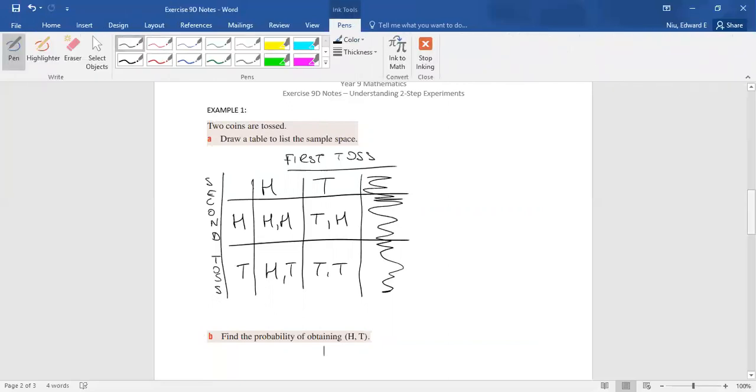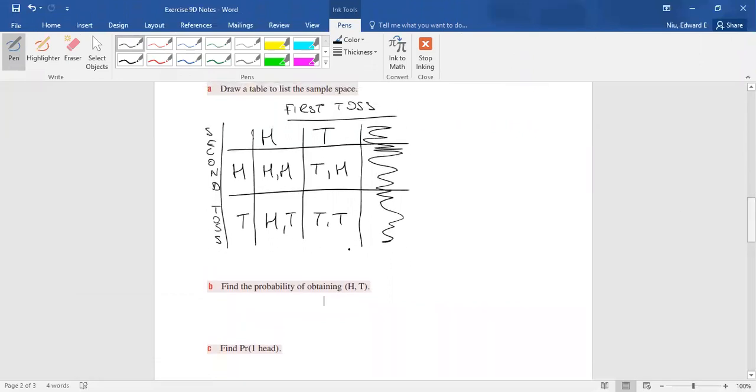Right, moving on. Find the probability of obtaining a heads and then a tails. When we get these sample space specific outcomes where it says heads first and then tails second, the order of heads and then tails matters. So we've got 4 outcomes in total, and one of them is heads and then tails. So that means we have a 1 in 4 chance of obtaining a heads and then a tails. This one here is tails and heads, so that doesn't fit the order.